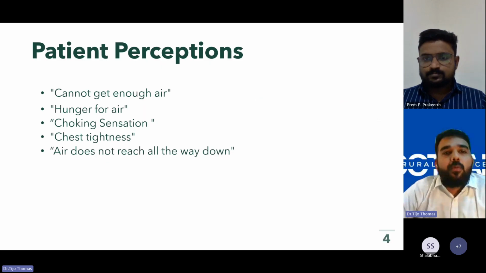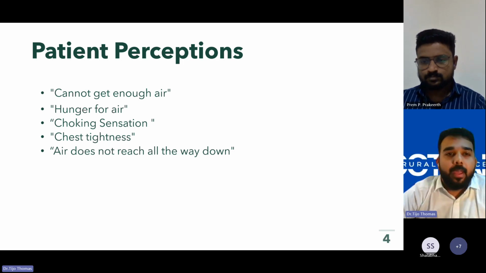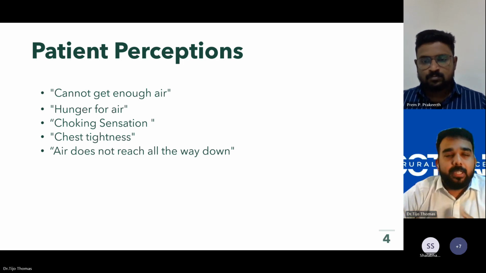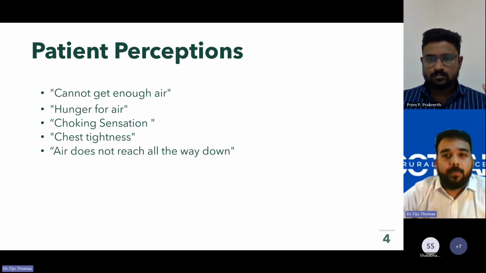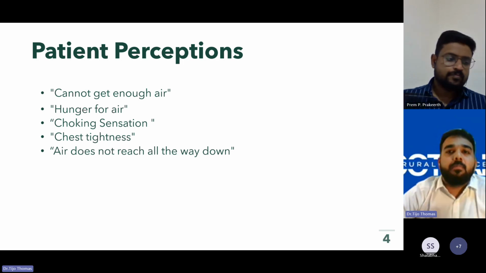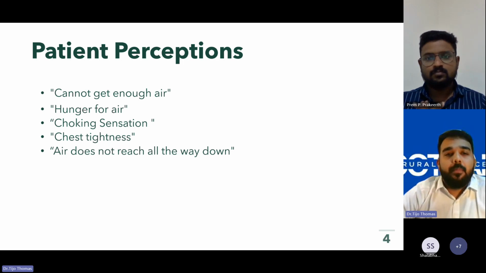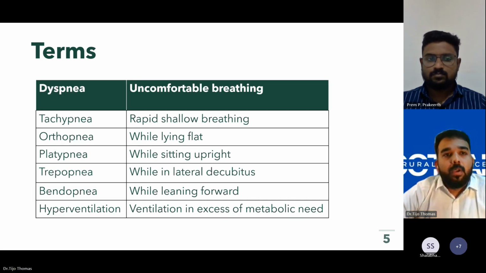So when a patient comes to you, how can the patient describe it? The patient can come with a history saying that he cannot get enough air, or there's a hunger for air, or there's a tightness in the chest, or air hunger, or there's a choking sensation. So as you can see, it's a subjective symptom reported in different ways by the patient. All of this can be dyspnea history, but there are a few terms which you need to know regarding dyspnea.